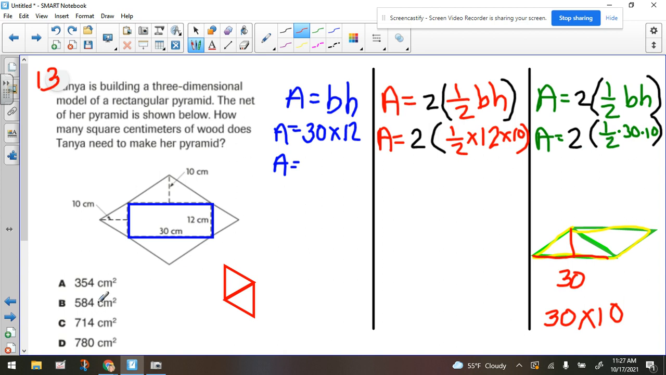Now, in the end, when you're finding the total surface area, you're going to add whatever you have here with whatever you have here and whatever you have here, and that'll be the surface area of the entire thing.